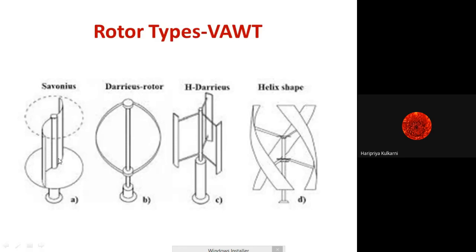This is a Savonius type of rotor with the shape of blades as shown in figure A. This is a Darrieus rotor, so it is a ring type. This is H Darrieus with a three blade system. These two are two blade systems, right? This is also a three blade system, which is the helix shape.